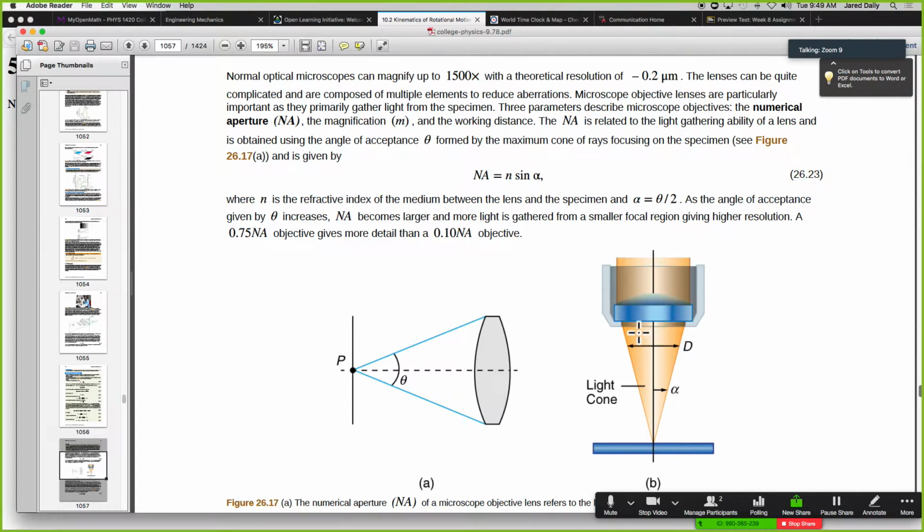And you could also use these distances instead of angles, because it's all just trigonometry. But in this thing, they use the angle, and they use the angle divided by 2 to be this angle alpha here, this theta divided by 2 to be alpha.